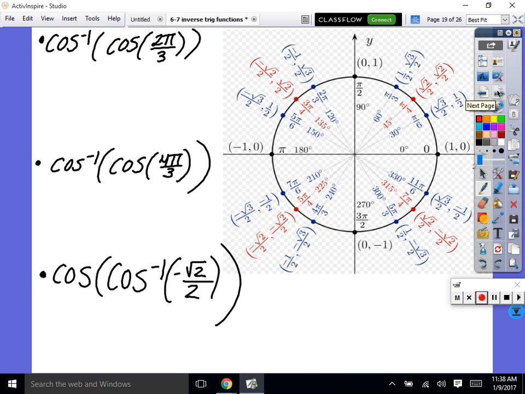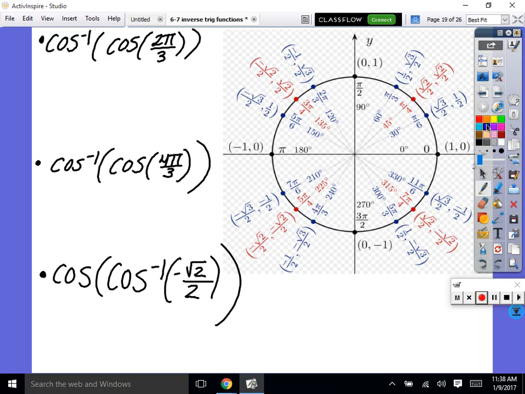So now we're going to put multiple things together. We're almost to the end of the lesson here. It's the last few things. What you're going to do is literally just work from the inside out. Work from the inside out. So you'll be asking yourself, what is this? Now what is this? So I have my unit circle up just to help us.